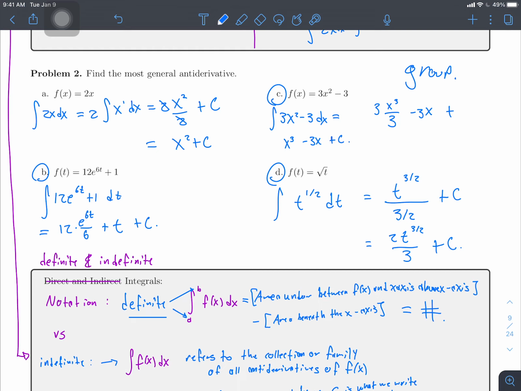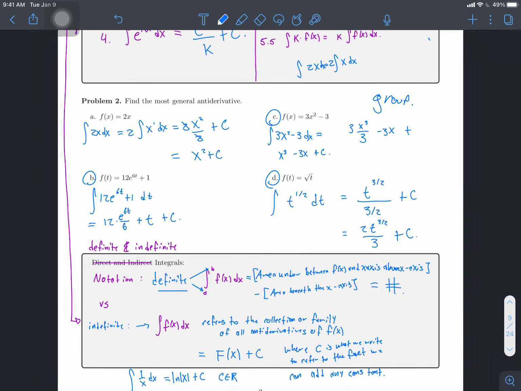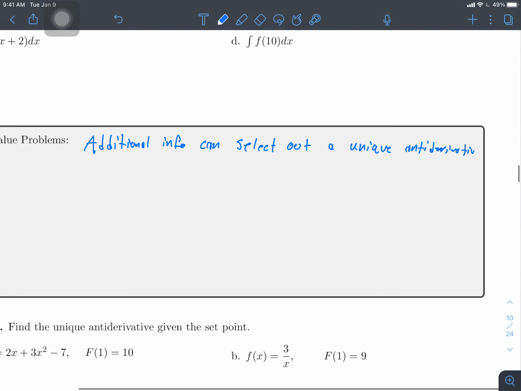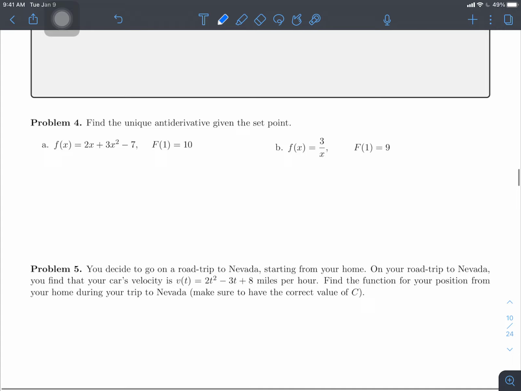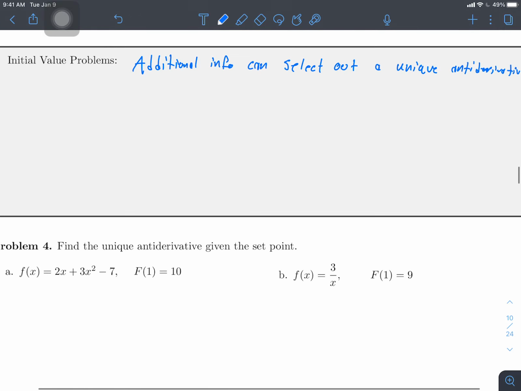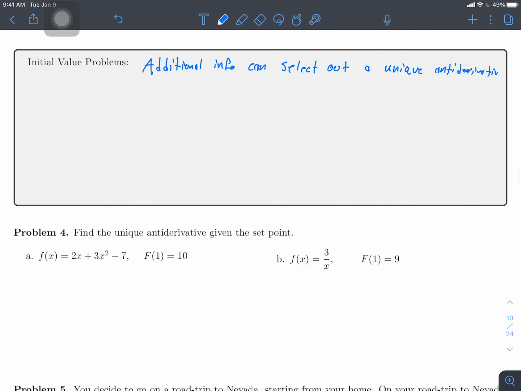All right. Then we're going to learn the second to last thing we're going to learn for today. I said before that an antiderivative is not necessarily unique. So how could we potentially single out one specific function?